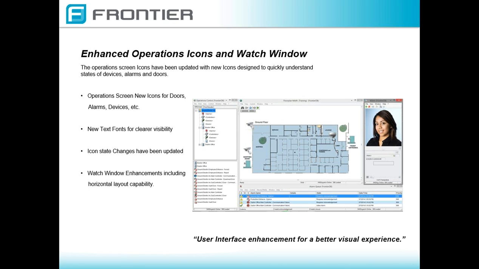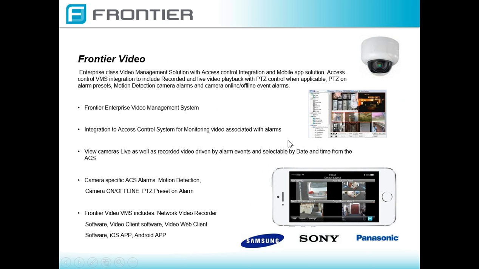The whereabouts function is a way to quickly click on a button when you see a badge holder and understand, say, the last 10 doors this badge holder went through. So the whereabouts gives you a quick visual of where this person has been within the system, and we've added that button onto the watch window, which gives you a much more enhanced way to find people within your system. And of course, we'll look at the operation screen in a moment here.